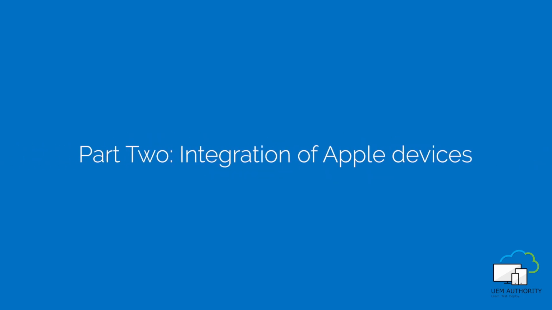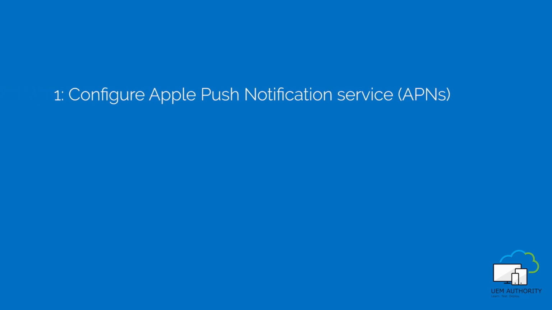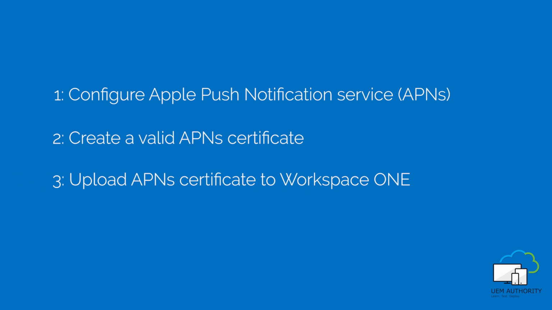Now, we will continue to help you integrate Apple devices. This step is necessary if you wish to enroll iOS or macOS devices. There will be three steps in this process. Step 1. Configure Apple Push Notification Service, APNs, at the Workspace ONE UEM console. Step 2. Create an Apple APNs certificate and download it from the Apple Push Certificate portal. This will require you to have an Apple account ID. Step 3. Upload the certificate to the Workspace ONE UEM console. This is to integrate it successfully with Apple. The Apple Push Notification Service, APNs, is the messaging protocol created by Apple to manage mobile devices.